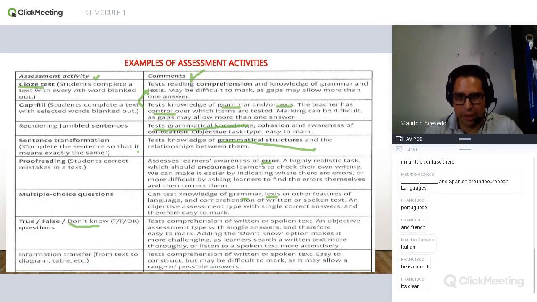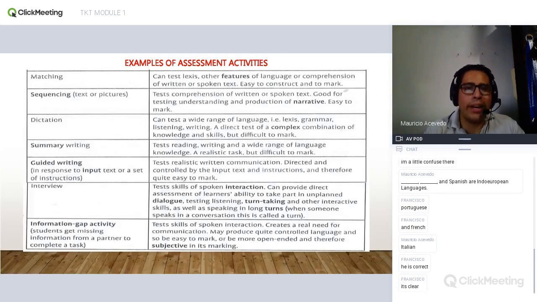Very good. Now let's continue with the next one. We have other kinds of assessment activities, and let's start with matching. What is matching? Well, they can test lexis, other features of language or comprehension of written and spoken text, easy to construct and to mark.